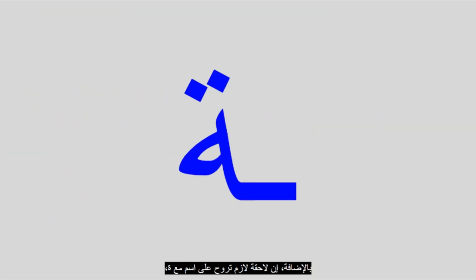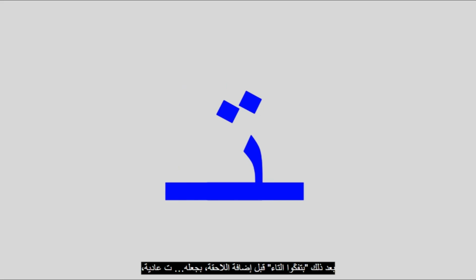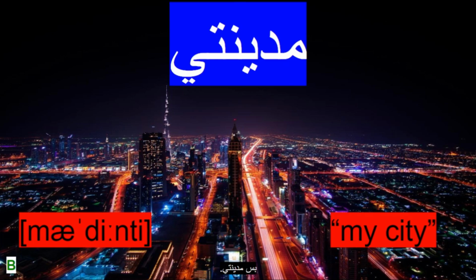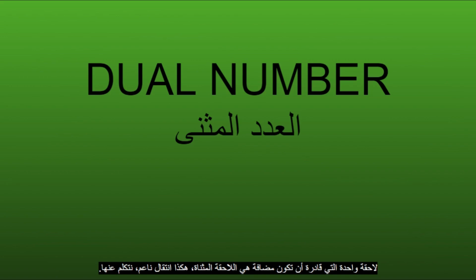In addition, if a suffix needs to go on a noun with ta marbuta, then you untie the ta before adding the suffix, making it a normal ta, like in how city is medine, but my city is medinti. One of the suffixes that can get added is the dual suffix, so smooth transition, let's talk about that.